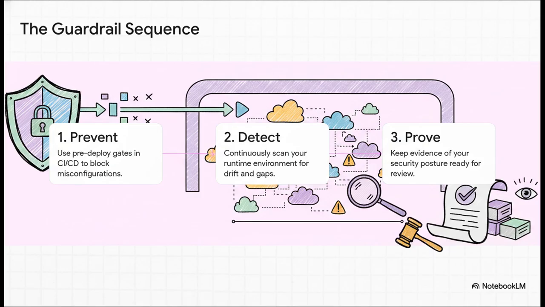But here's the trap most teams fall into. They spend all their time and money on detection, finding stuff that's already broken in production. The real magic, the real leverage, is in prevention. Catching these things in your CI/CD pipeline before they ever see the light of day.